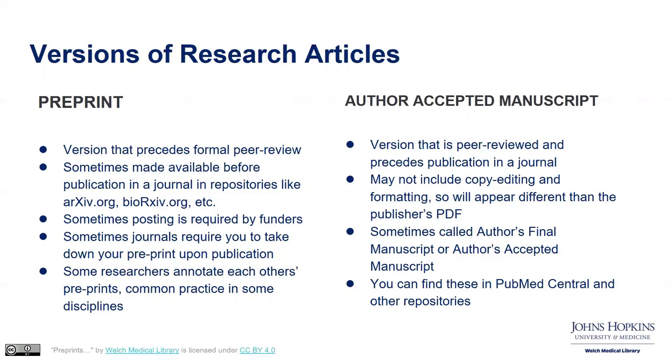There's also an author's accepted manuscript, like I said, and this is often called either an author final manuscript, or you might see postprint. You can find authors' final manuscripts; it's a searchable field in PubMed Central, for example. This is the version of your research that is peer-reviewed, and it precedes publication in a journal as well. So it might not include copy editing. It might not be formatted like the final PDF that has the publisher's glossy logo on it, but it is often a version that might be required by funding agencies to be made publicly available. And a lot of journals actually do allow you to make this version publicly available in a repository or a personal website. It just depends on the journal, and it's often not widely advertised on the journal's website that you can do this.